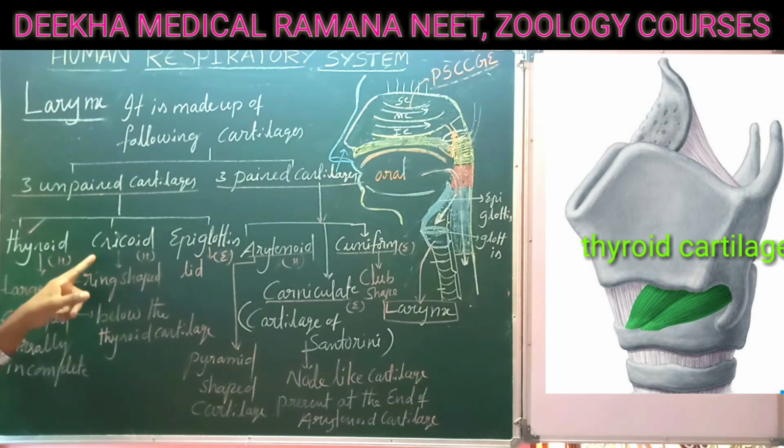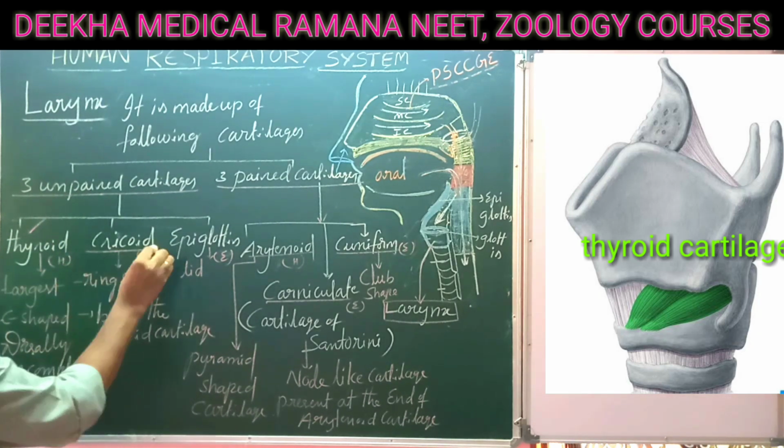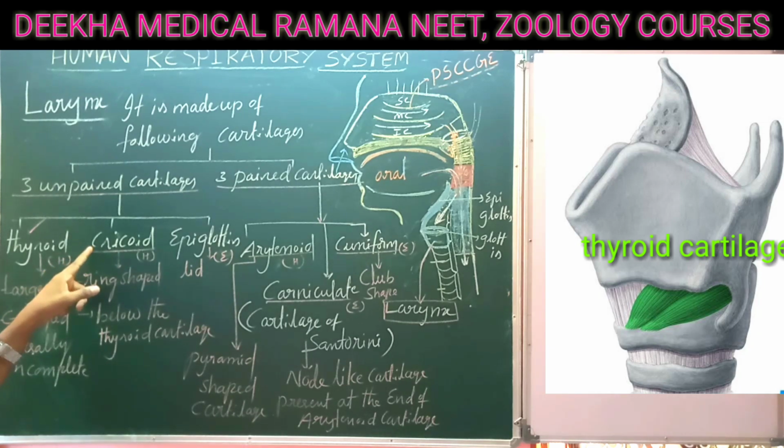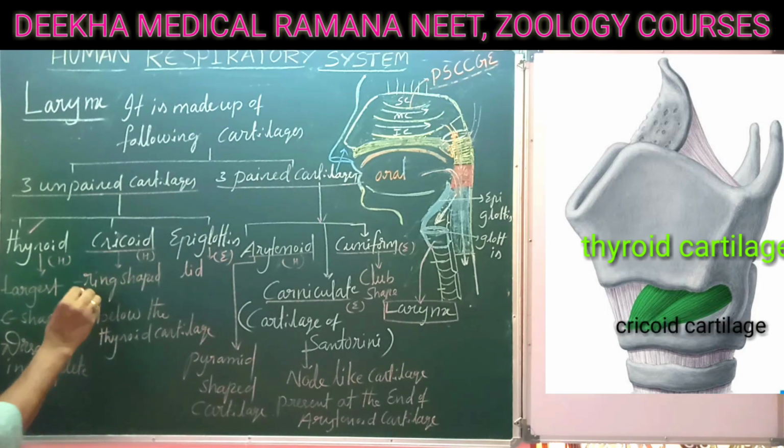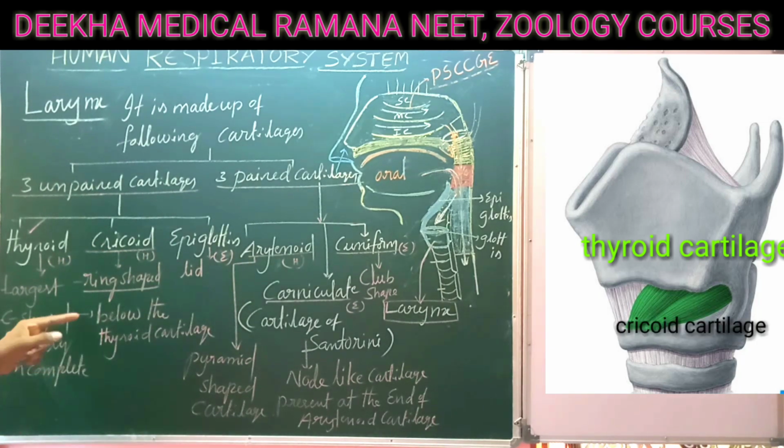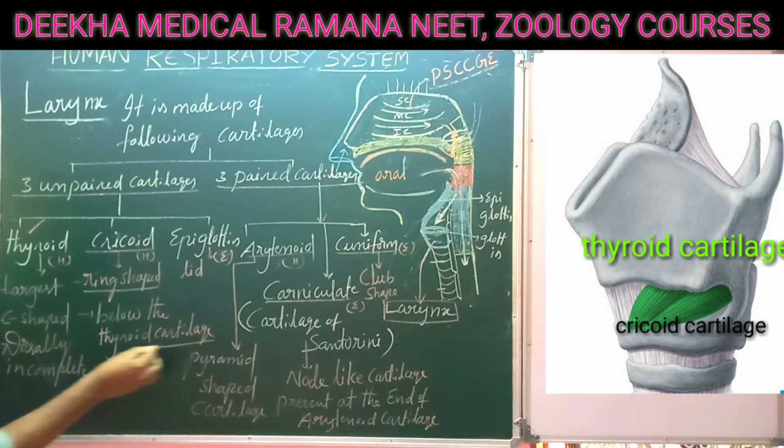Then you go for the second type of cartilage, that is the cricoid cartilage. Cricoid cartilage is made up of hyaline cartilage. It is a ring shaped cartilage and it is present below the thyroid cartilage.